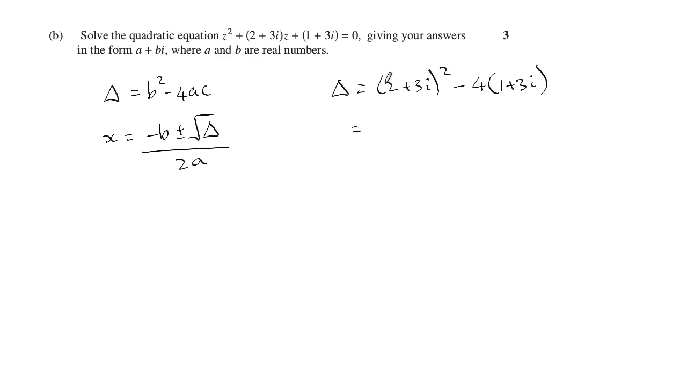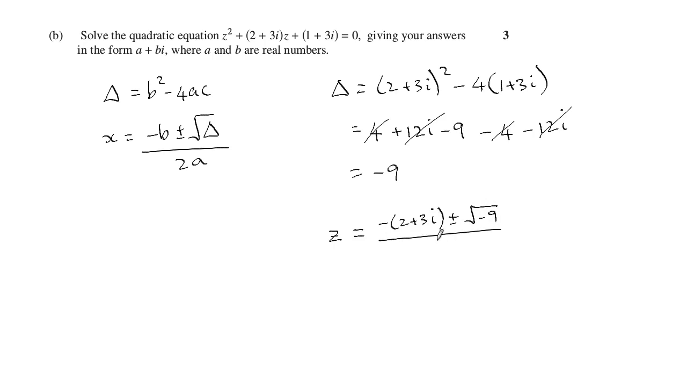So let's square that. We'll have that bit squared. Twice that times that would be 12i. And then plus that squared is going to be minus 9, because the i squared is minus 1. Alright, and then that cancels with that, and that cancels with that, and we're just left with minus 9. Okay, and then we can say z is the minus b plus minus the square root of minus 9 all over 2 times a. So square root of minus 9 is 3i.